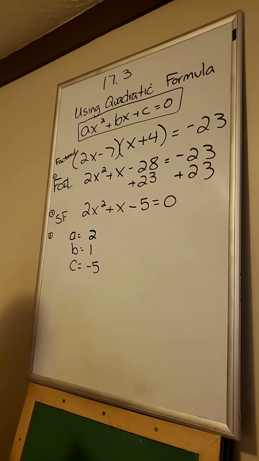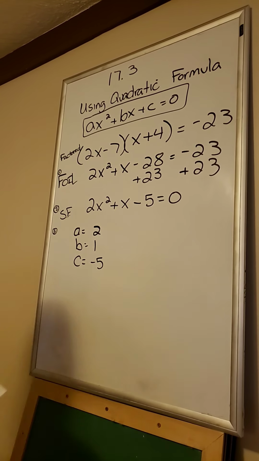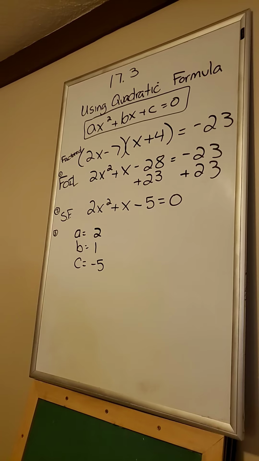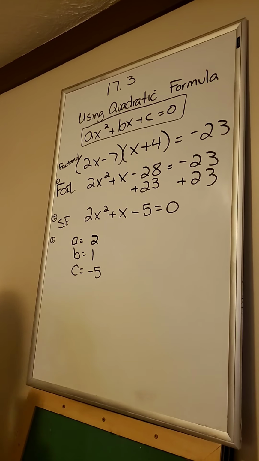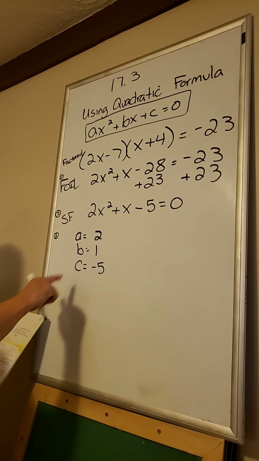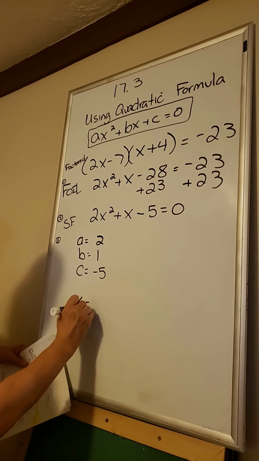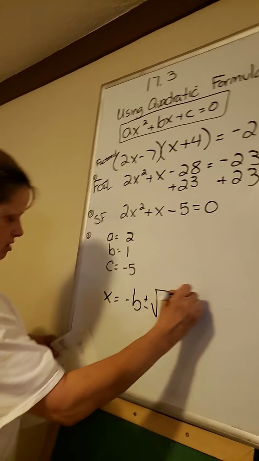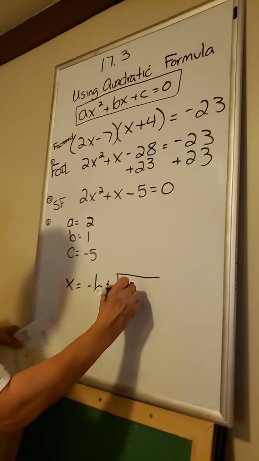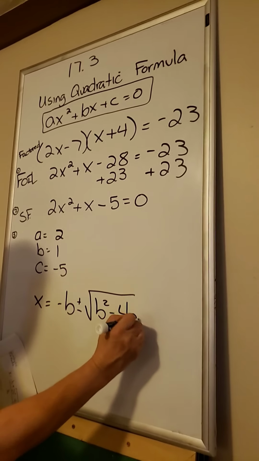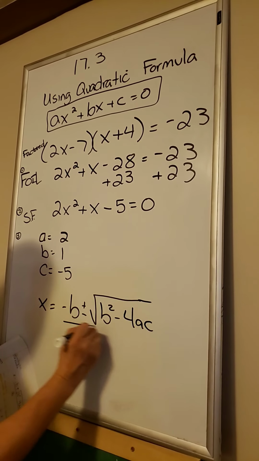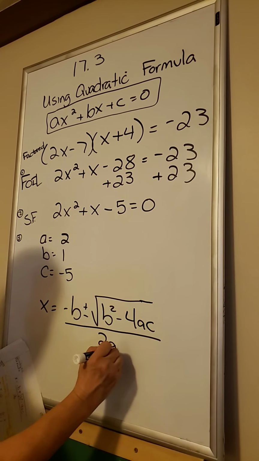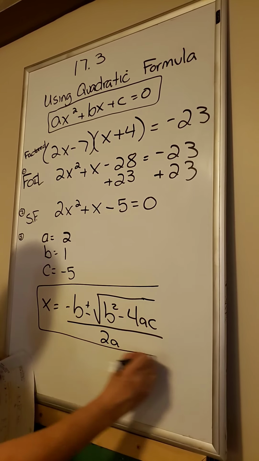So identifying your A, B, and C is what you do after you do everything you need to do to get it in standard form. Once you identify your A, B, and C, now you're ready to use your quadratic formula, which is on the top of the next page. And this you need to have memorized as well. Quadratic formula.